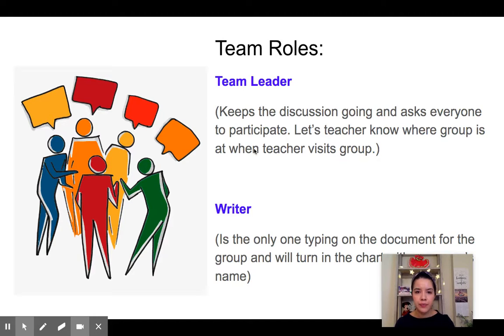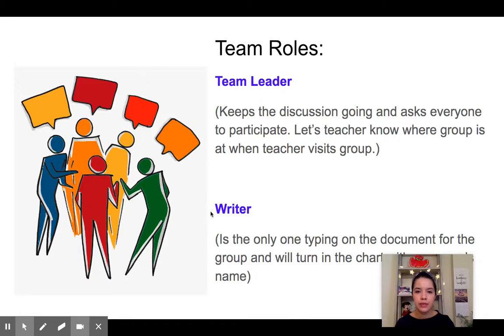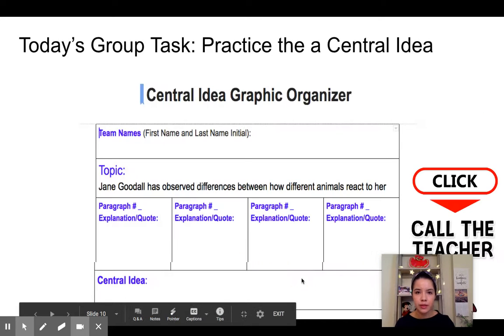The writer is the one to work on the actual document you're going to type. You can either share with your teammates so that everybody gets to see it, or you share your screen as you're typing. The writer also makes sure that they submit the work for your group. And again, this is how ours will look.